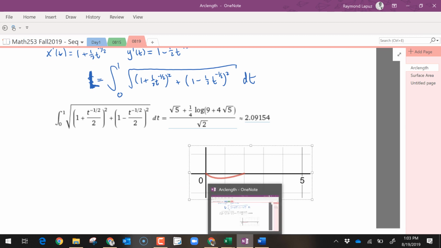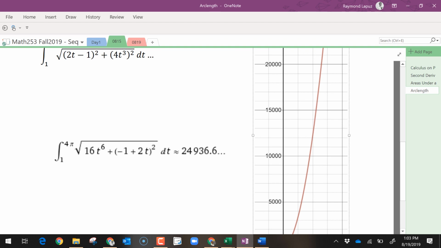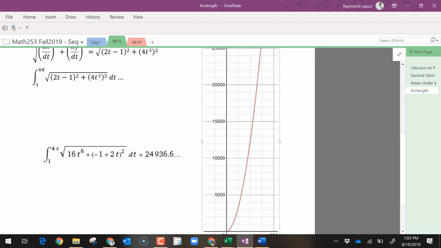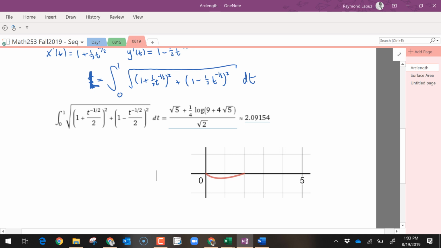Okay. In an example that I did after class, I had a value of 24,900. And I said, whoa, that's kind of big. But then I looked at the graph, and the graph was going almost up to 25,000. So that made sense to me. So those are some of the things you can watch out for. You can try to graph it and see if your answer makes sense. Any questions?